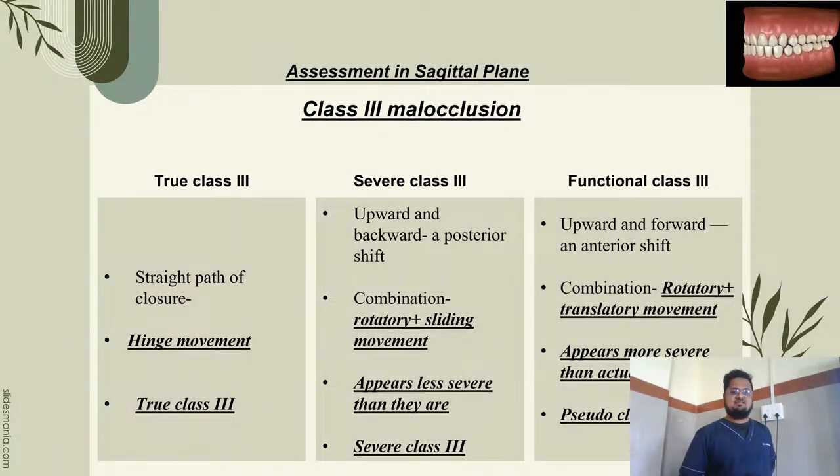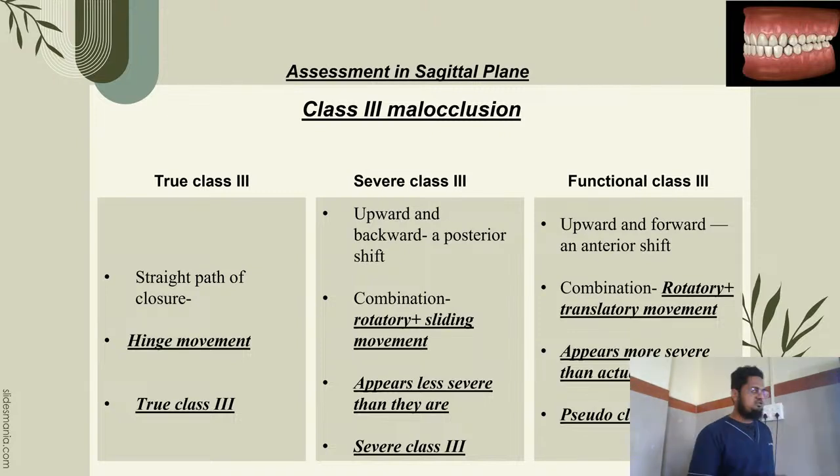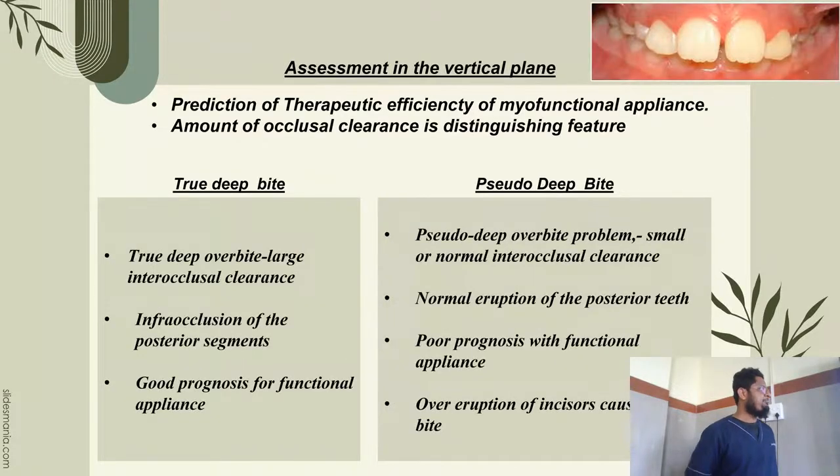Coming to the functional class 3, in functional class 3, an upward and forward path of closure of the mandible will be seen, and there is an anterior shift of the mandible in class 3. A combination of rotatory as well as translatory movement in the condyle will be seen, and it appears more severe since the path of closure is forward and upward in class 3 cases. So the skeletal discrepancy appears more severe than it actually is. So these paths of closure are seen in the pseudo class 3 cases.